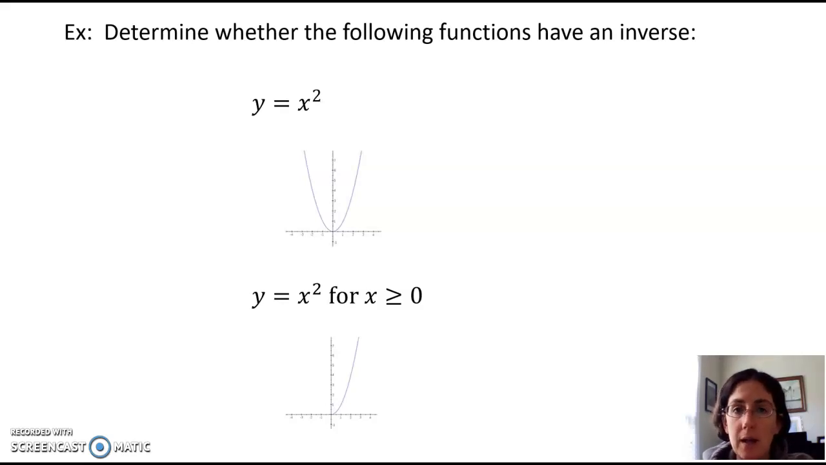And if you think about it, what undoes x squared? It would be the square root of x. So it does have an inverse, but it only has an inverse for the positive values. Because if you think about it, when you take the square root of x, we have to restrict that domain, that x has to be greater than or equal to 0.